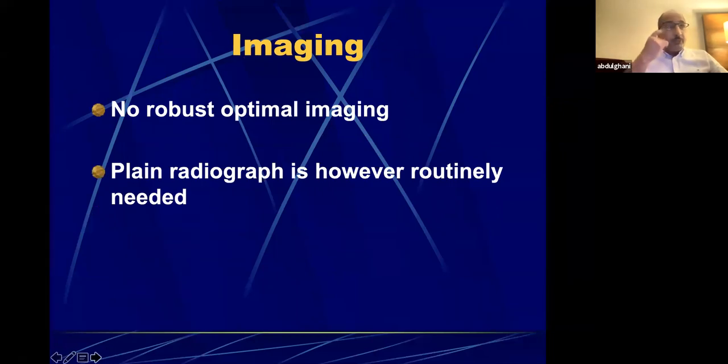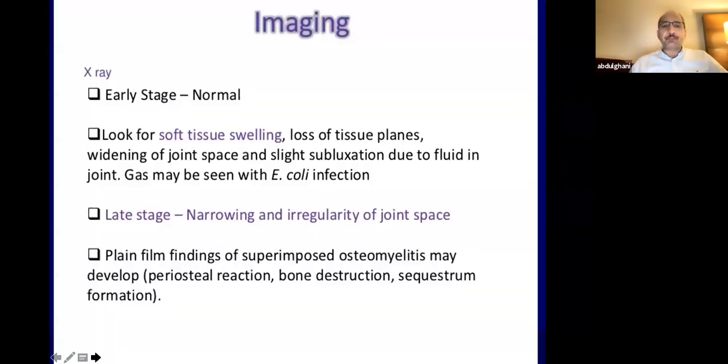Next, because we finished the blood, you are talking of investigations: you got blood investigation, you got imaging, and you got synovial fluid analysis. Imaging, though no robust optimal imaging can diagnose septic arthritis, however, plain radiography is a must and routinely should be asked for. In the early stage, the X-ray is invariably normal, but you have to look for soft tissue swelling, loss of soft tissue plane. There will be widening of joint space, and there can be slight subluxation due to fluid in the joint.